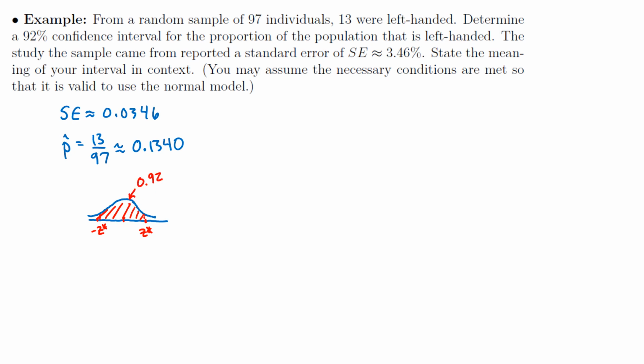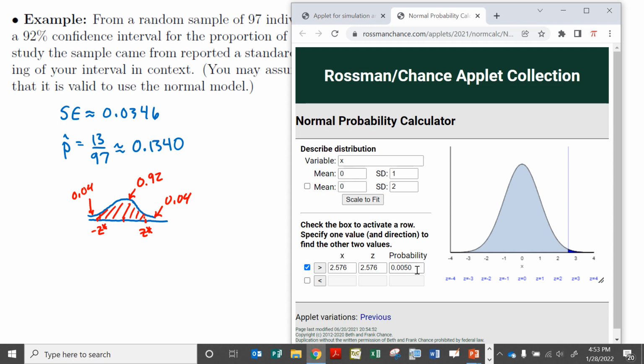But if 92% is in the middle, then that leaves us with 8%, so half of it, 0.04, has got to be down here, and half of it, 0.04, has got to be up here. So in my calculator, I'm typing in 0.04 and figuring out what that z-score is, and that's 1.751.